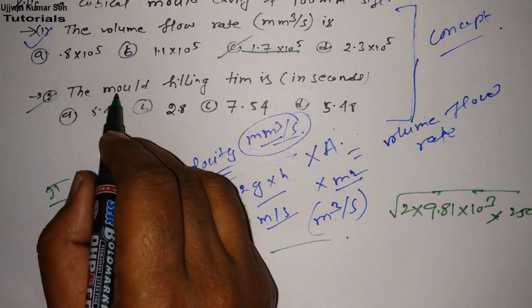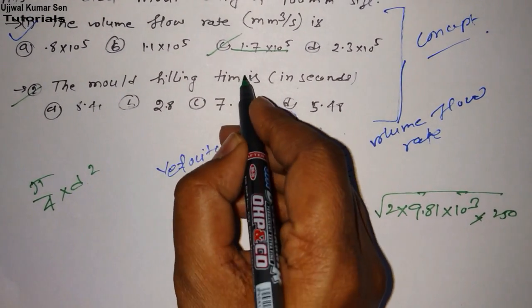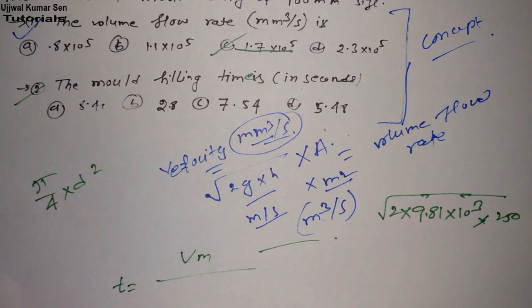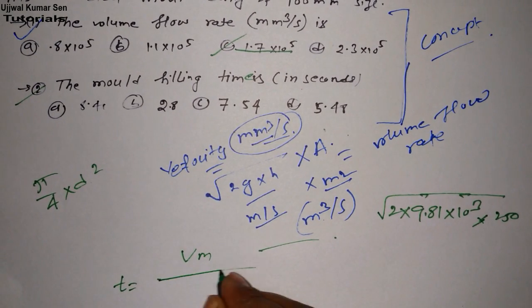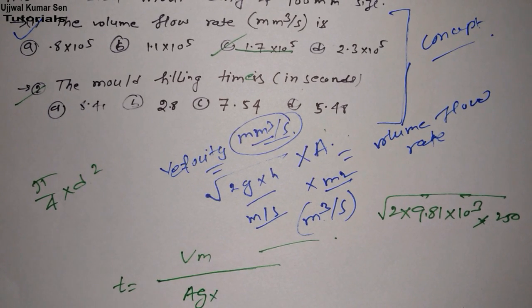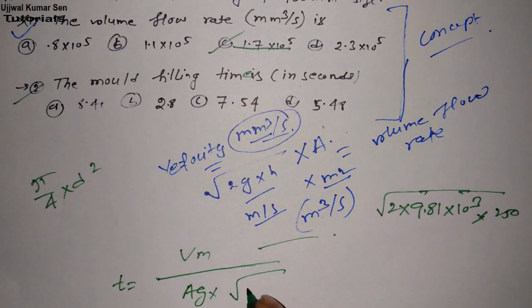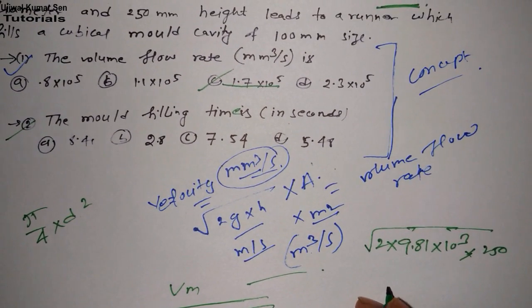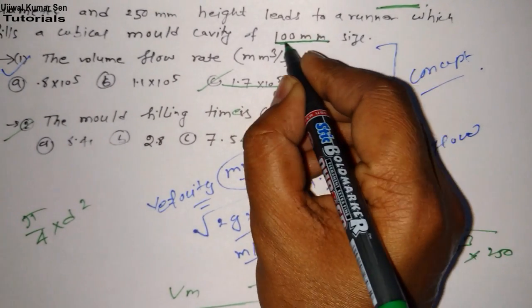Okay, here it is. The mold filling time is in seconds. We have to find out the time. So time is Vm, of course, Vm the volume of the cavity, divided by Az, the area of the gate, times root 2gh. So what would be Vm? That is important. Now we know it is what?